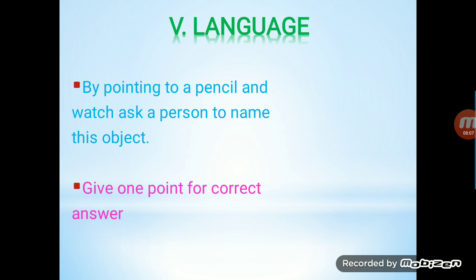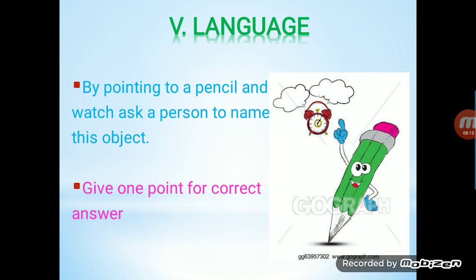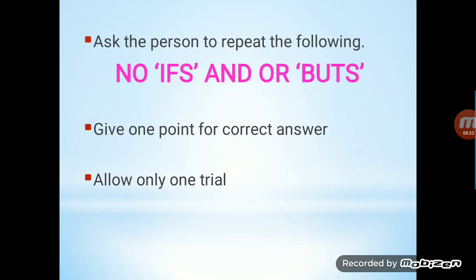In language, the first thing you have to do is point to a pencil and a pen and ask the patient to tell the name. Okay, you point to a pencil and tell the patient to name the object. If the patient can tell that it's a pencil, you give one point. And then you point to a watch, and if the patient can say that it's a watch, then again you give 1 point. The next is to ask the patient to repeat the following: no ifs, ands or buts. If the patient can say this, then you give it 1 correct answer. For this only 1 trial is required.